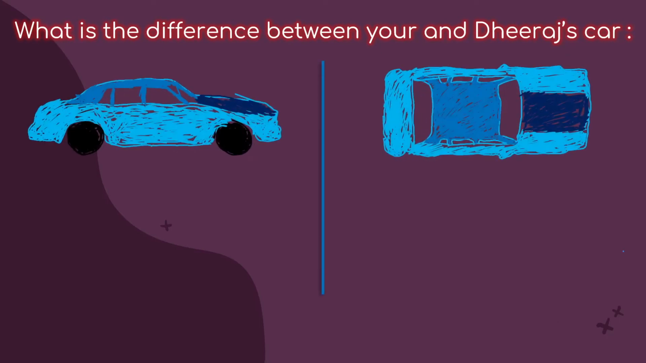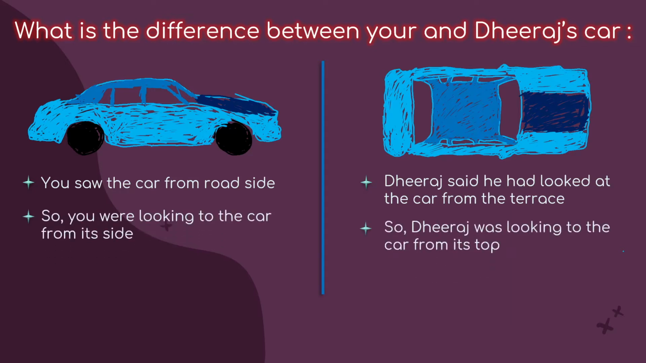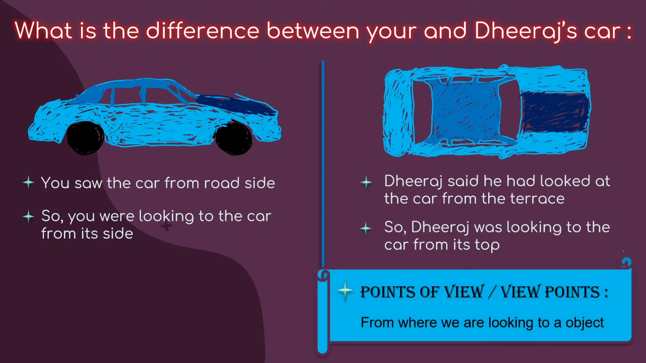So this is your car and this is Dheeraj's car. Now let's see from where you noticed the car before drawing the pictures. You saw the car from the roadside and Dheeraj noticed the car from the terrace. So you were looking at the car from its side, and Dheeraj was looking at the car from its top. So basically the point of view is different, meaning from where we are looking at an object.